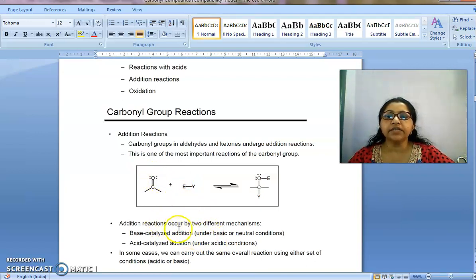So addition reaction can occur in two different mechanisms: base catalyzed addition, under the influence of a basic or neutral condition, and acid catalyzed addition, that is, under the influence of an acid.